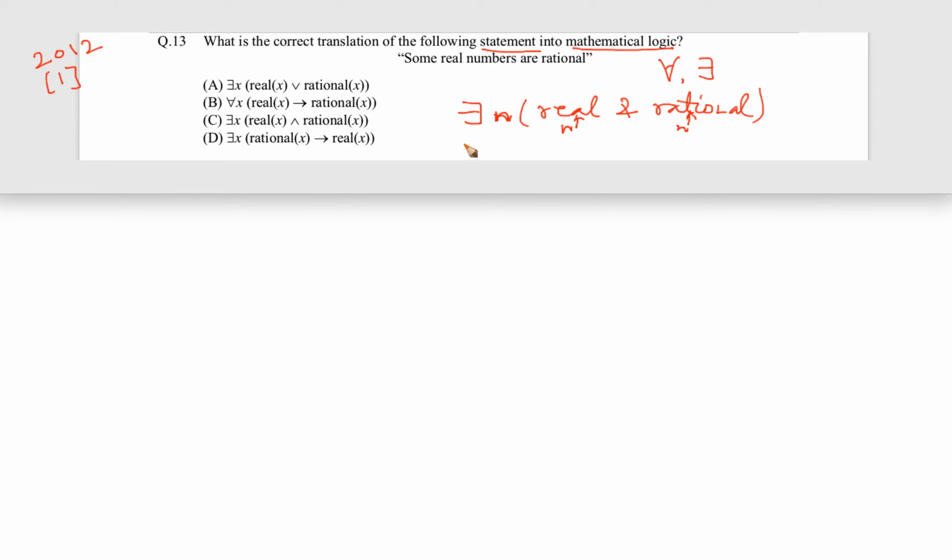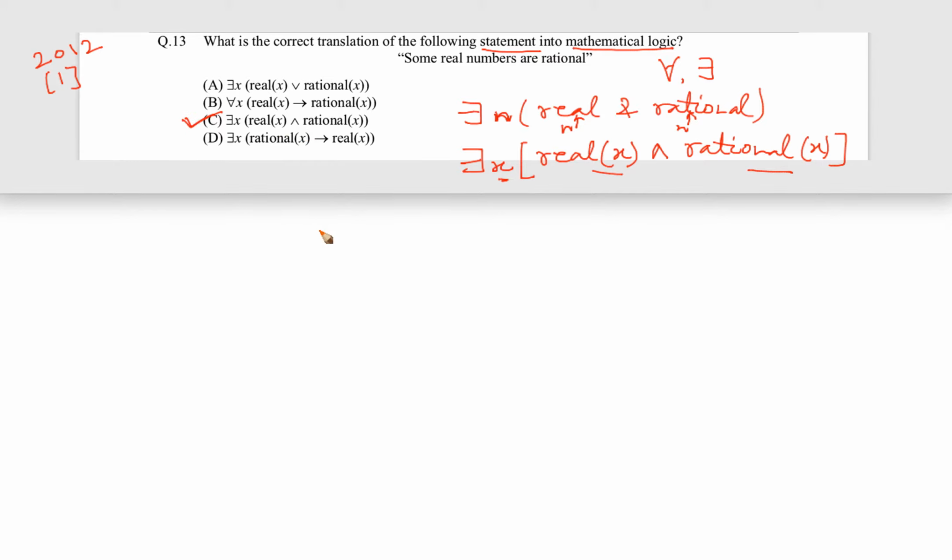Okay, so we are going to say something like there exists x, where it is real, it means real x is true, and it is rational also. So rational x is also true. So there exists some x where it is real and it is rational also. So we can clearly see that C is that option which matches our statement. So there exists x, real x and rational x. So C is the answer.